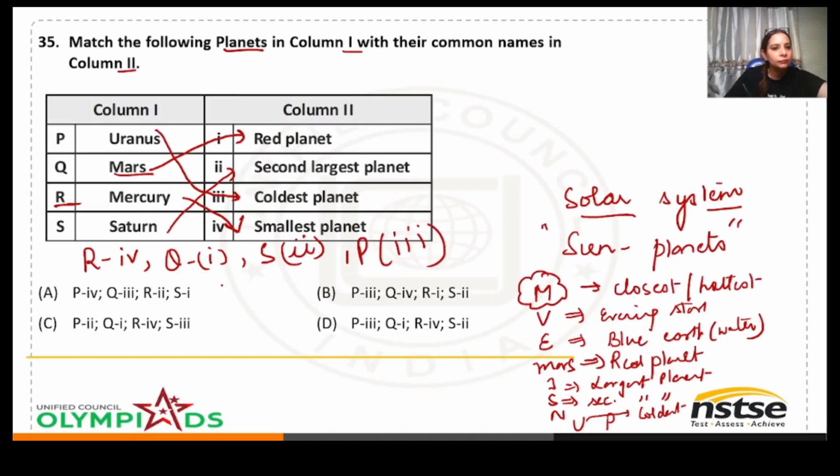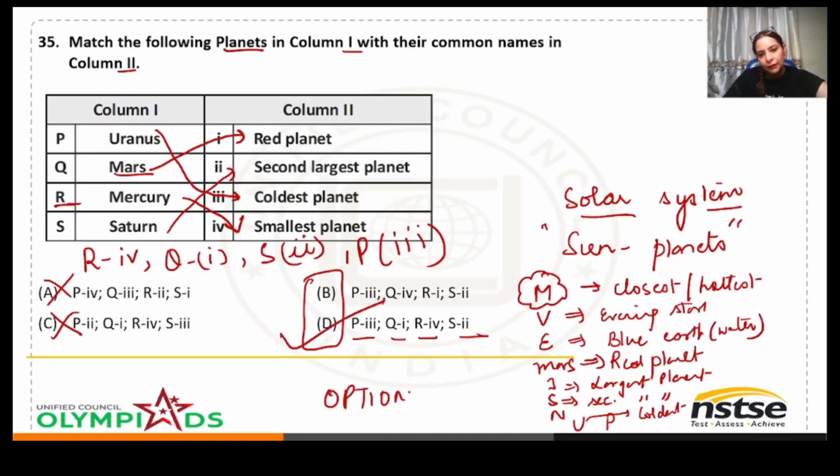Now all 4 are done, so the option which states P as 3, Q as 1, R as 4 and S as 2 would be the right answer. So P with 3, we have to choose between these two. So we reject A and C. So P with 3, Q with 1, R with 4 and S with 2. So that means the correct answer is option D. Option D is the correct answer.